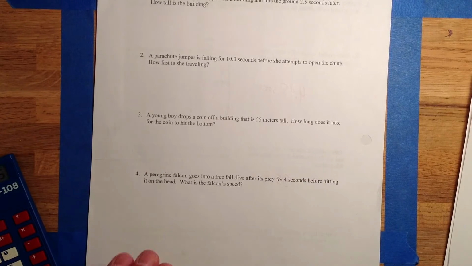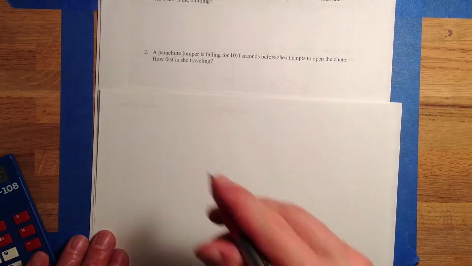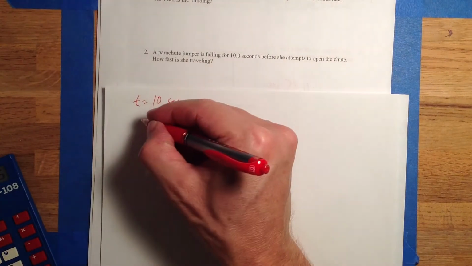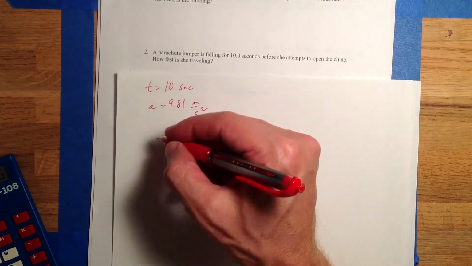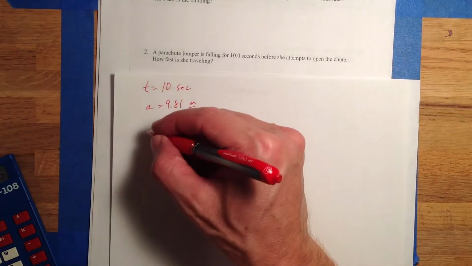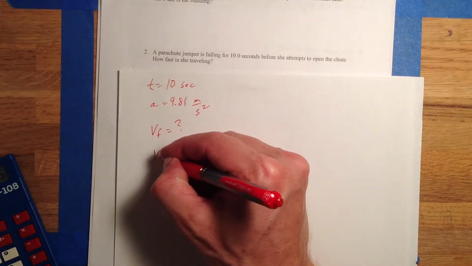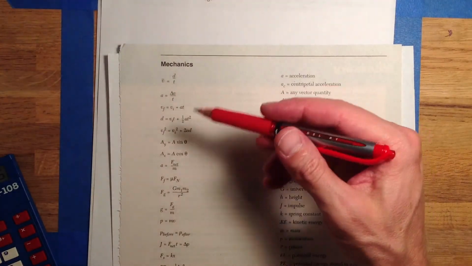Okay, this is going to be a little different because now what we're trying to find will be something different. So let's see what we have. Time, 10 seconds. Anytime we think of falling, we know our acceleration is 9.81 meters per second squared. And we're trying to find final velocity, question mark. The key thing is we also do know VI is 0, because when you're falling, you're not moving down vertically at the start. So that's key.